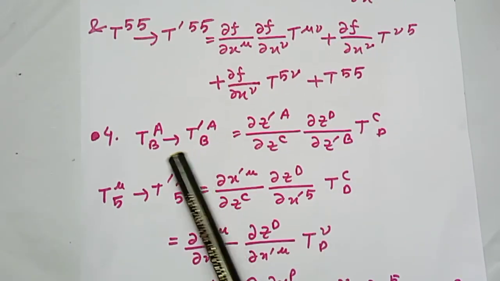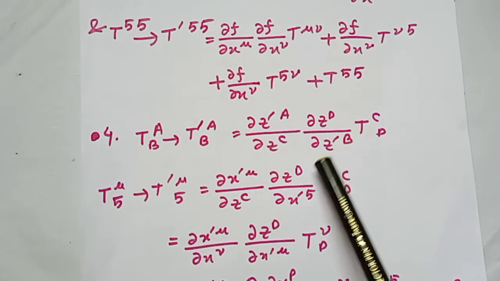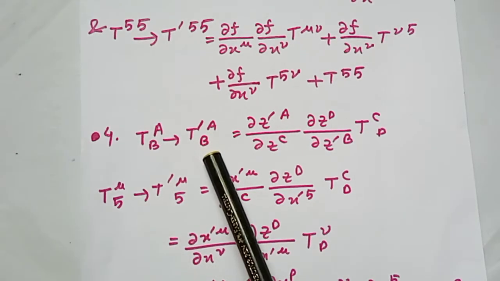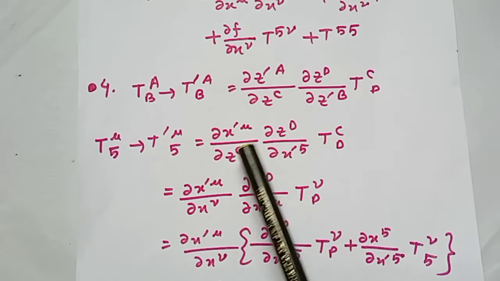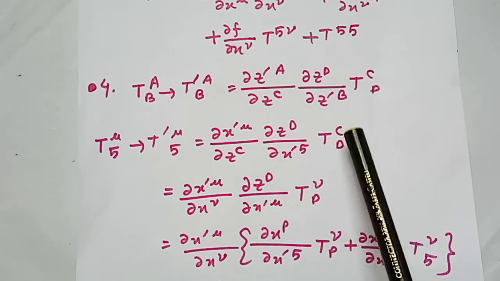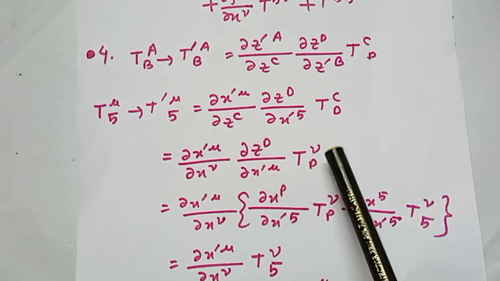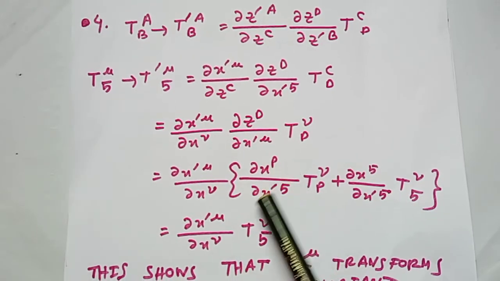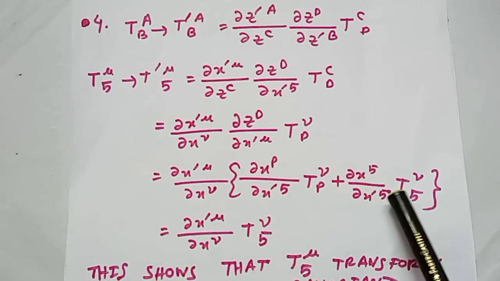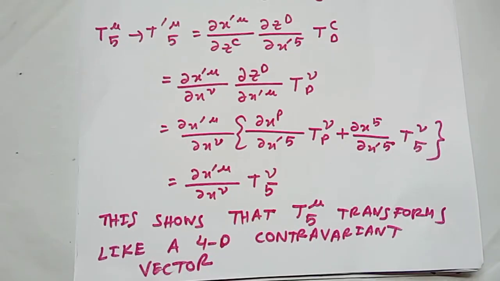And now we have T'^AB = (dz'^A/dz^C)(dz'^B/dz^D) T^CD. This is the second rank mixed tensor, and T'^mu 5 = (dz'^mu/dz^C)(dz'^5/dz^D) T^CD, where dx'^mu/dx^nu and dx'^mu/dx^rho and dx^5/dx'^5 combine to give T^nu 5 plus dx'^mu/dx^nu T^nu 5. This is the transformation of the 4-dimensional contravariant tensor.